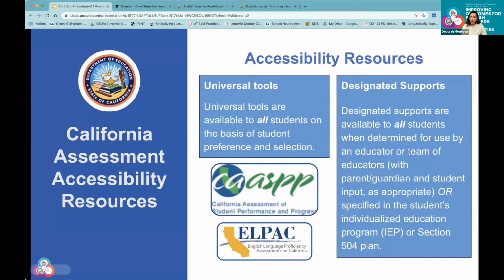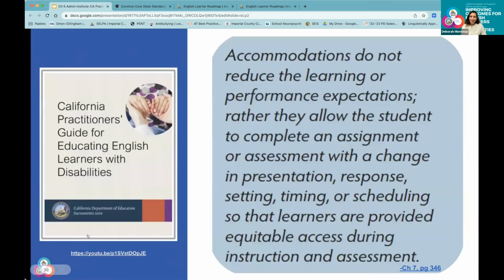Because as we know, universal tools are available to all students and designated supports are available to all students, including students with an IEP or a Section 504. So our prior conversations have lived here in the use of universal tools and designated supports. Next slide. And for students with disabilities, and in discussing their IEP, we're considering accommodations.